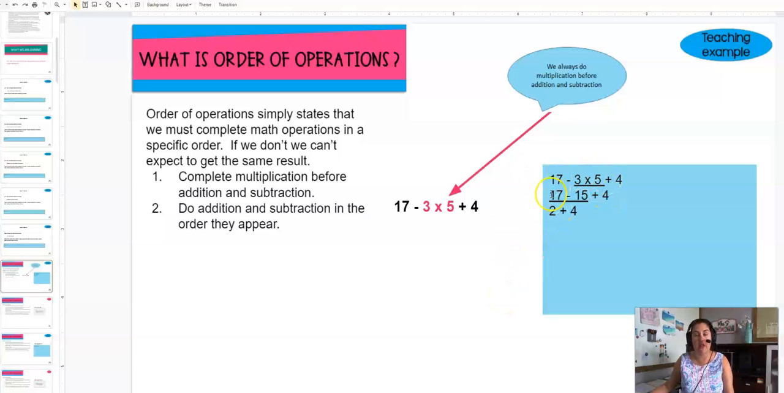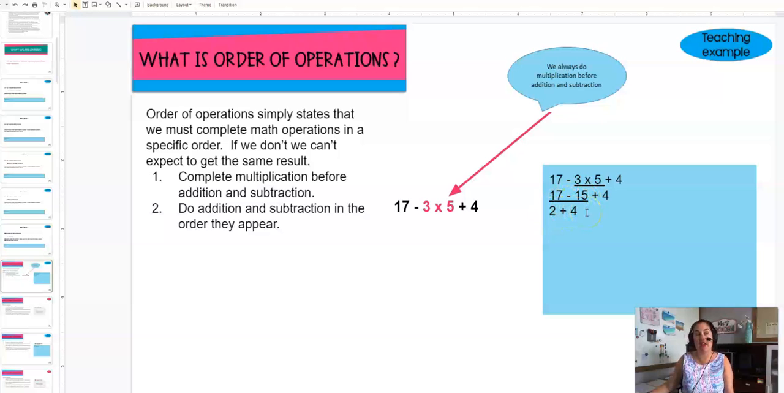For the next line, because it's addition and subtraction that's left, I don't have any more multiplication or division, I'm going to do them in the order that they appear. So I go from left to right just the same way as you would read a book. So I'm going to underline 17 minus 15 because it's the first part of this sentence. So I underline this, and then I rewrite everything except the 17 minus 15. So plus 4 stays there for the next line. 17 minus 15, you're probably doing this in your head, is 2. So I'm going to write the sentence 2 plus 4.